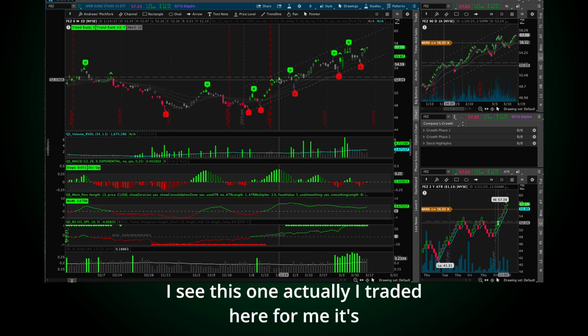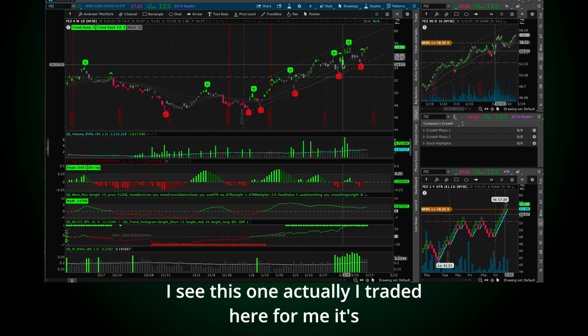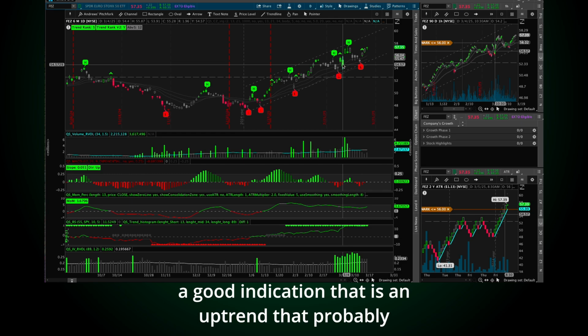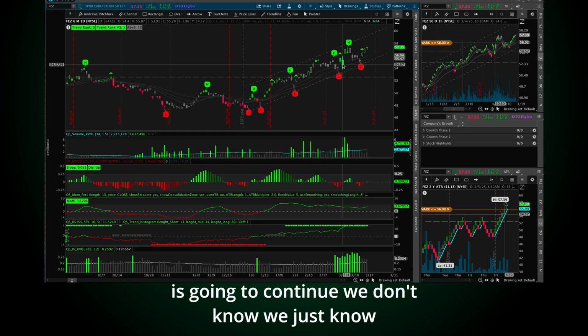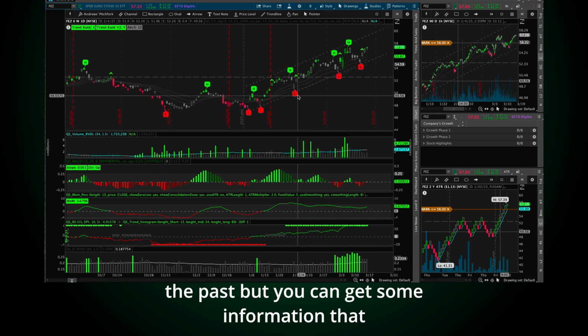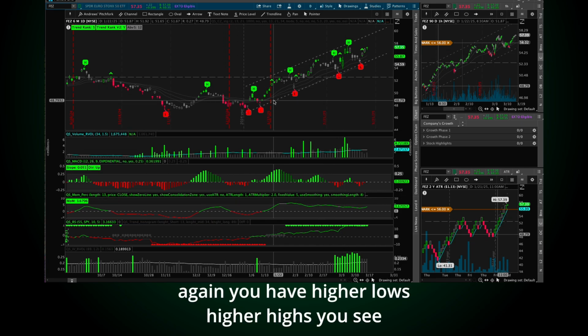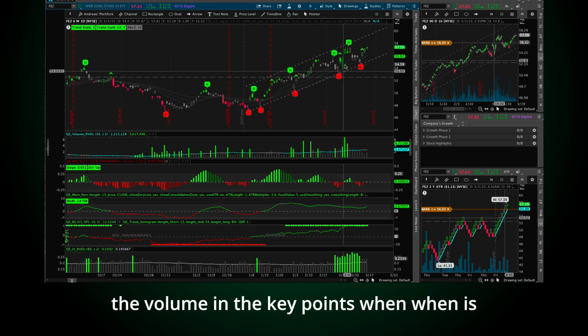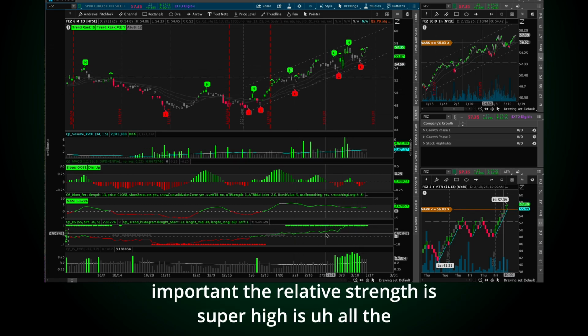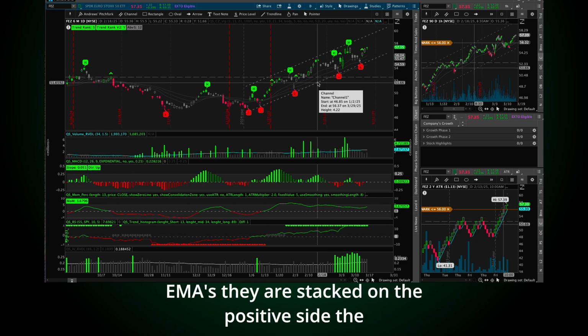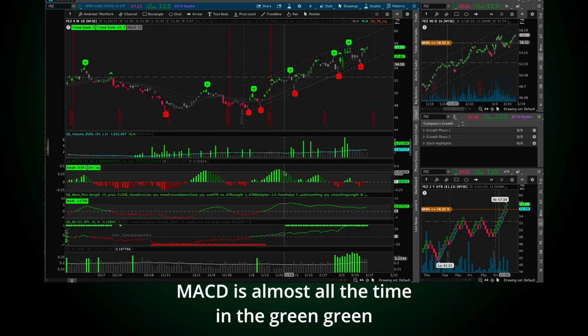Okay, so when I see this one, actually I traded here. For me, it's a good indication that it's an uptrend that probably is going to continue. We don't know. We just know the past, but you can get some information that is going to help you identify the trend. So again, you have higher lows, higher highs. You see the volume in the key points when it's important. The relative strength is super high. All the EMAs are stacked on the positive side. The MACD is almost all the time on the green side.